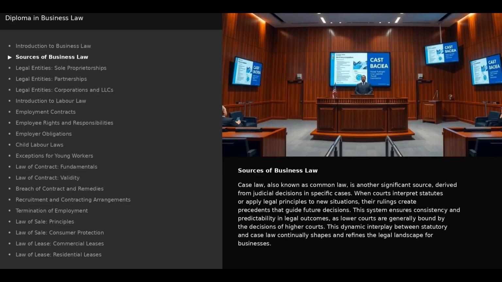Case law, also known as common law, is another significant source, derived from judicial decisions in specific cases. When courts interpret statutes or apply legal principles to new situations, their rulings create precedents that guide future decisions. This system ensures consistency and predictability in legal outcomes, as lower courts are generally bound by the decisions of higher courts. This dynamic interplay between statutory and case law continually shapes and refines the legal landscape for businesses.